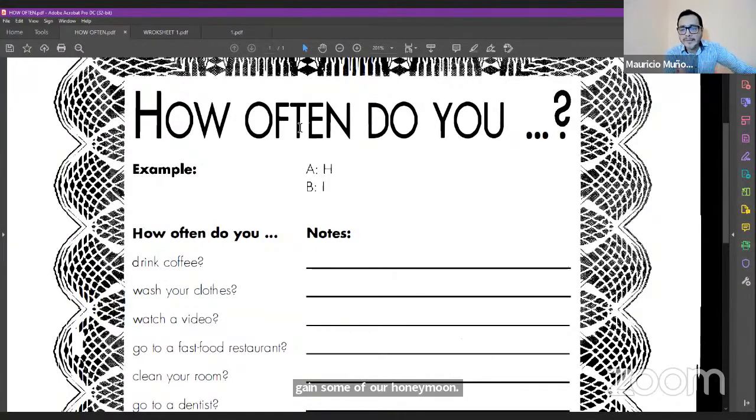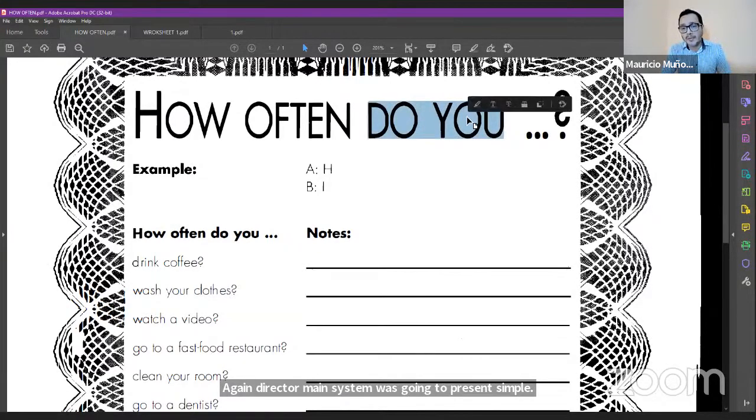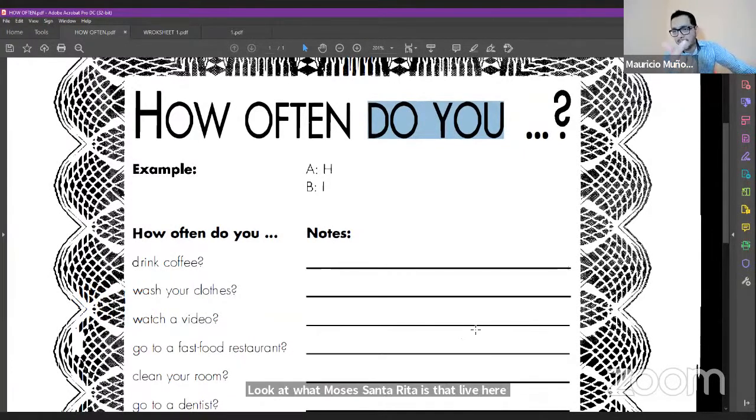Aquí indirectamente estamos viendo el present simple y estamos viendo preguntas. Porque aquí tenemos la palabra do you, y esto ustedes lo aprendieron, ¿recuerdan? Do you, es una pregunta en present simple. Lo que vamos a hacer ahorita es darle un giro. Vamos a trabajar ahora en terceras personas. Espero que se acuerden lo que es terceras personas, ¿ok?